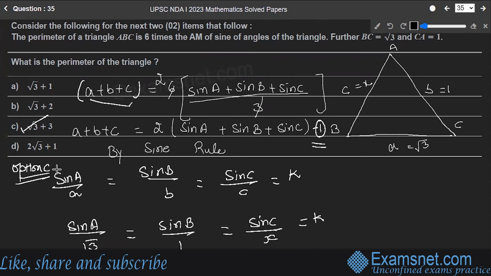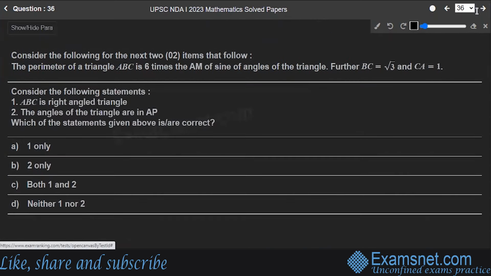Is that clear? Let's move to the next question, 36. The same statement will follow. Now I have another question. Consider the following statements. The first one says ABC is a right angle triangle. We just solved this in the last question itself. Yes, it is a right angle triangle. The second says the angles of the triangle are in AP. Is that true? Let's see. Here C was the greatest angle, which was equal to 90 degrees. A was equal to 60 degrees. B was 30 degrees. Are the angles in AP?